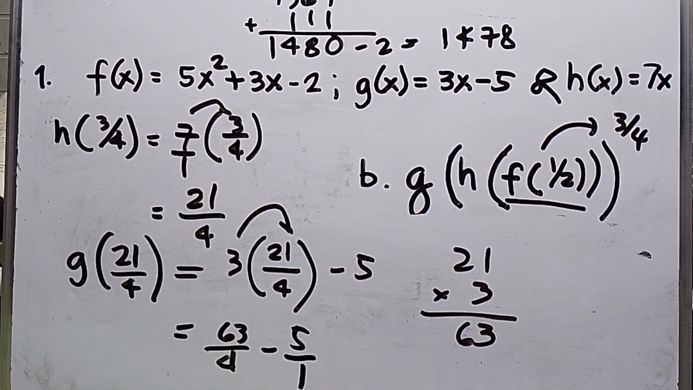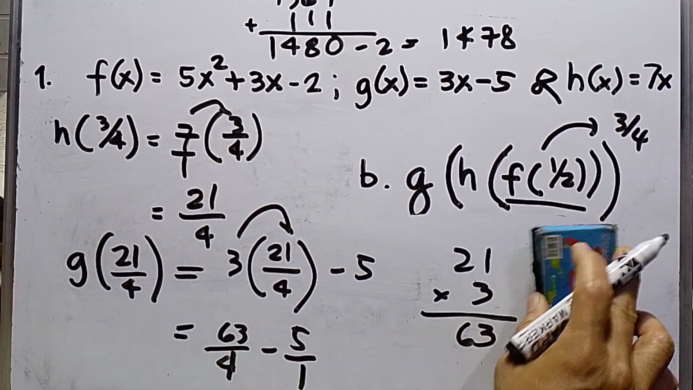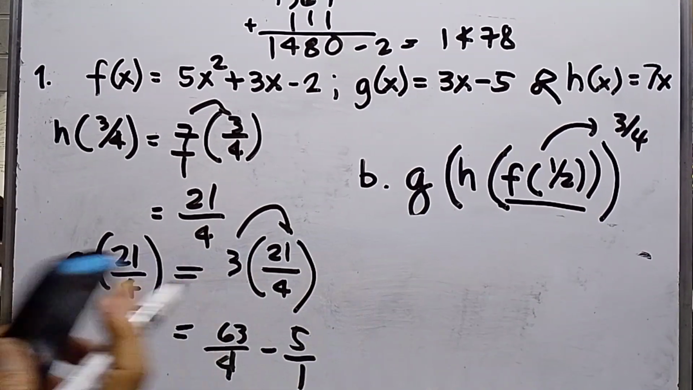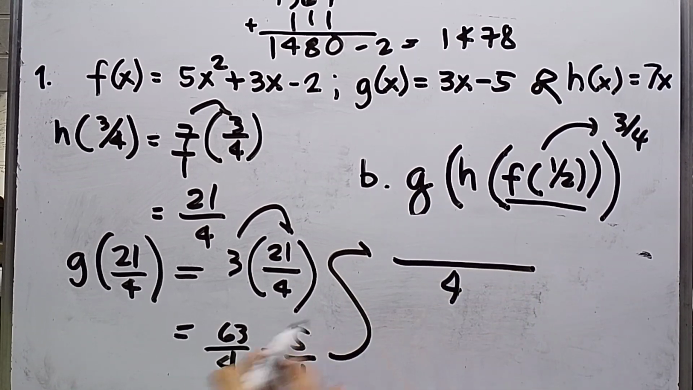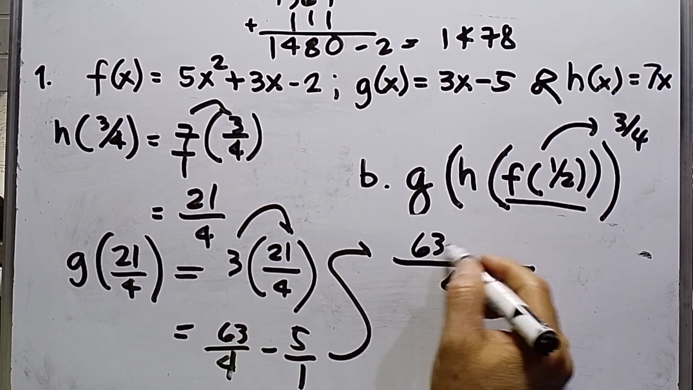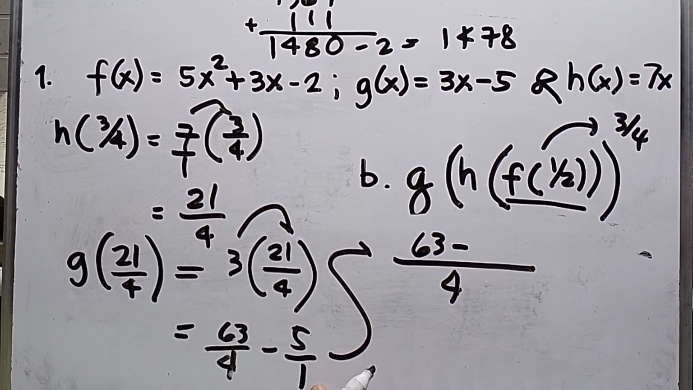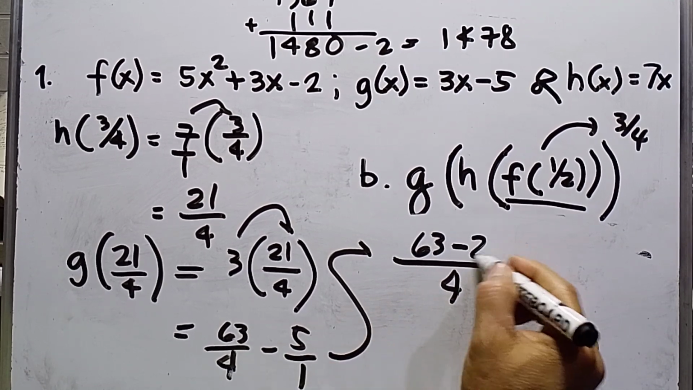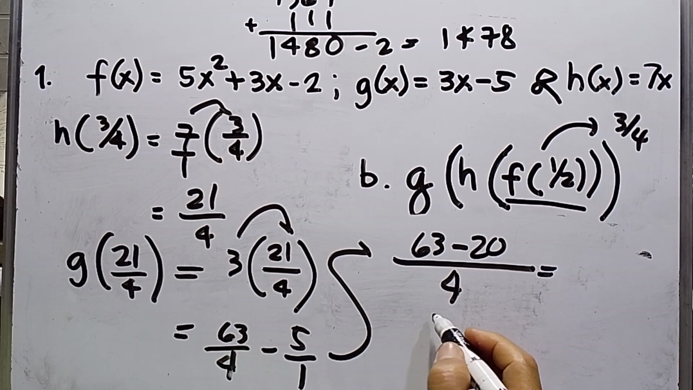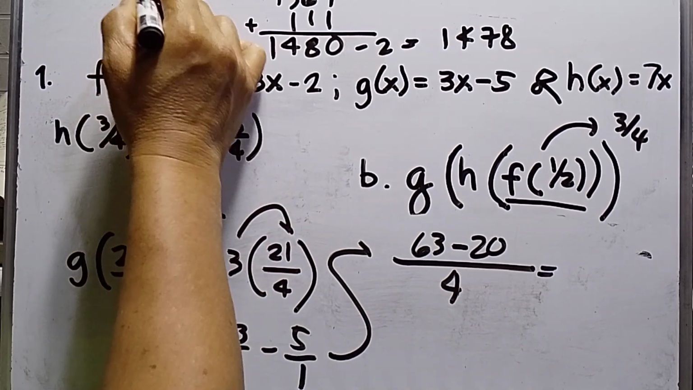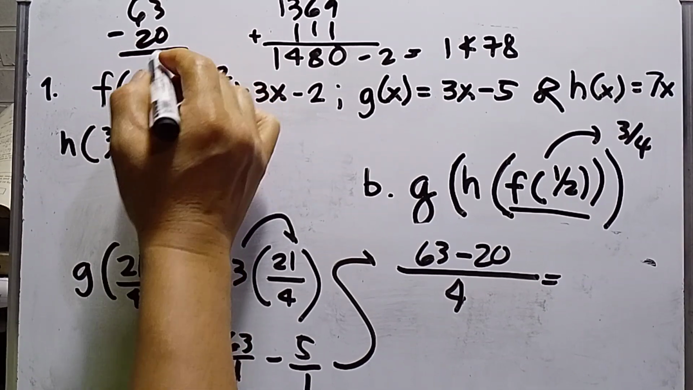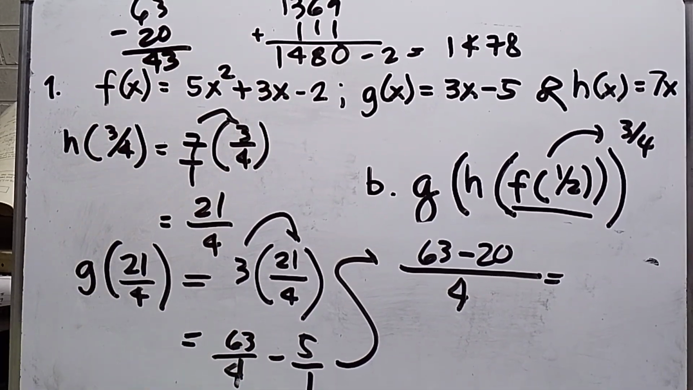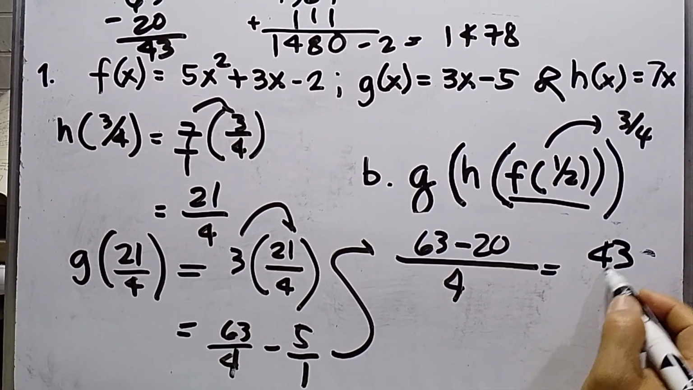So put 1 for the denominator. So the LCD will be 4. Then 63, minus 4 divided by 1 is 4 times 5 is 20. So 63 minus 20 is 43. So the answer is 43 over 4.